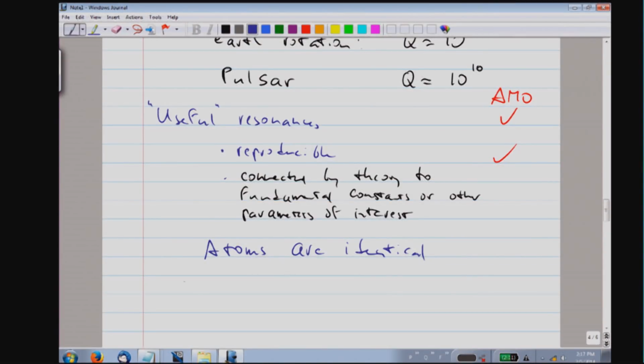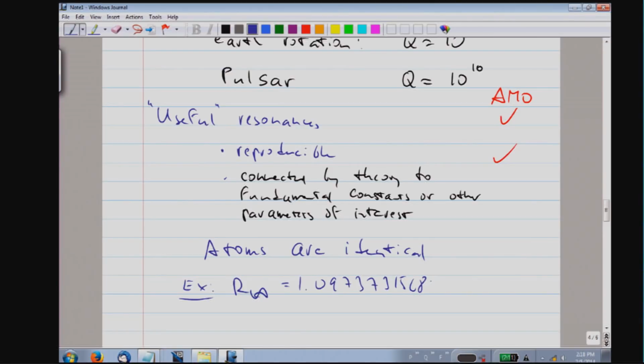And the showcase of atomic physics is the Rydberg constant, which is the best known, the most accurately known constant in all of physics. And the reason is because it can be directly measured by performing spectroscopy in hydrogen with highly stabilized lasers.